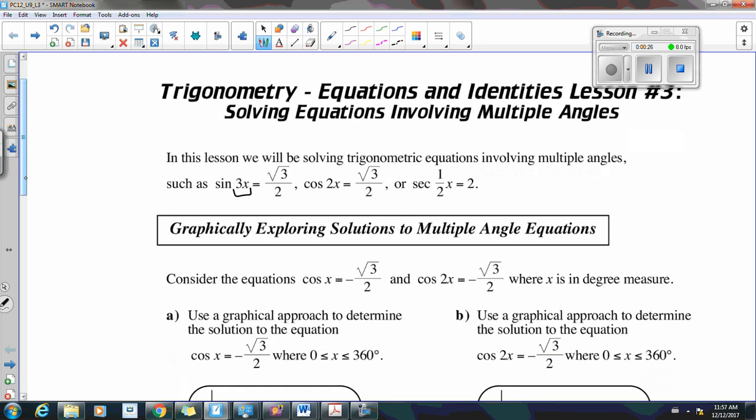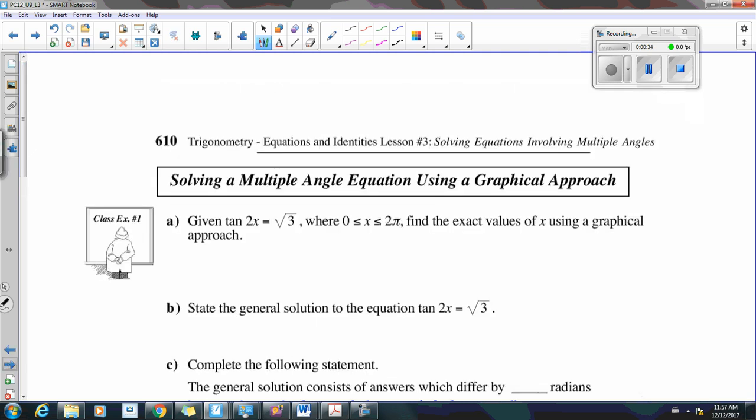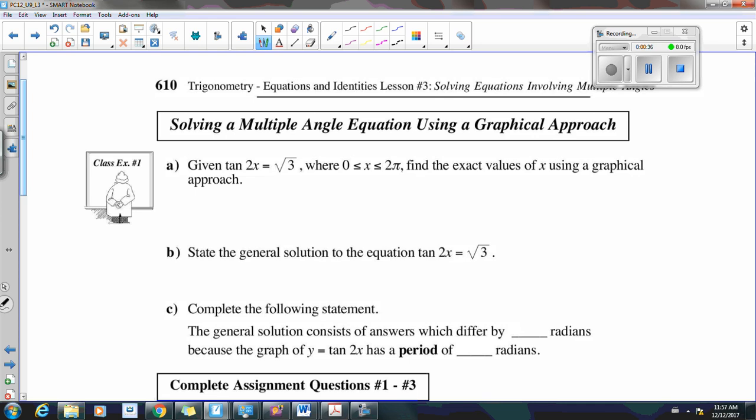So this first part is an exploration, which we kind of did in class, so I'm not going to go through this in the video. We can look at example 1. Given tan of 2x equals root 3 between 0 and 2 pi, find the exact values of x using a graphical approach. So this is the same thing as any other graphical approach.